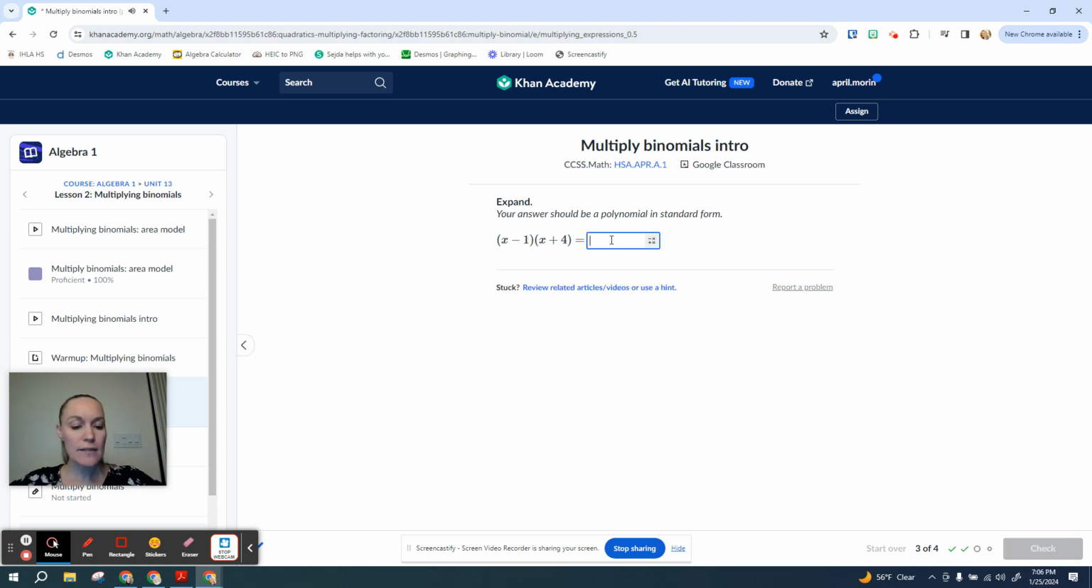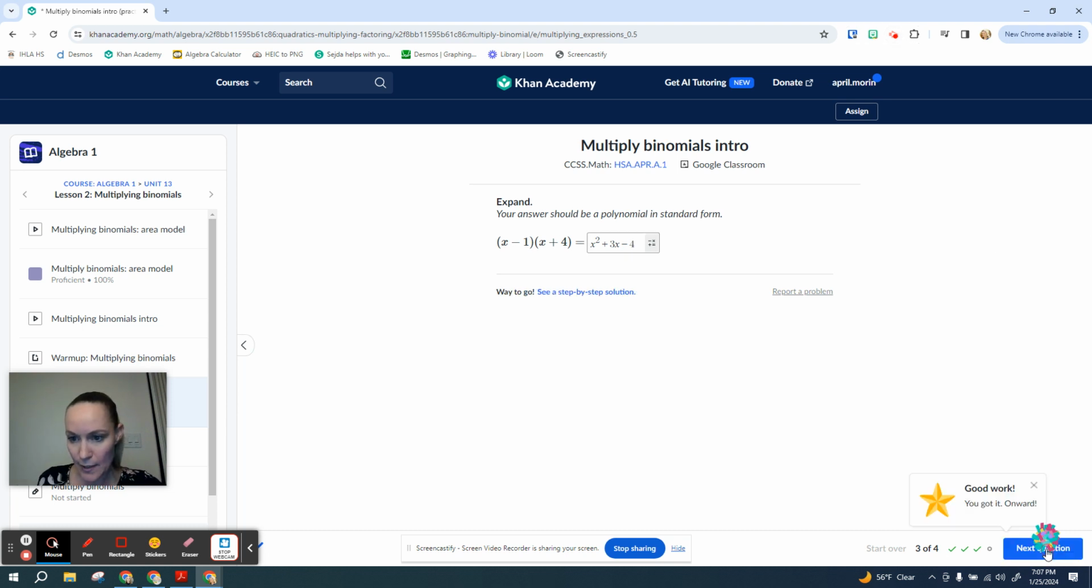Okay, x times x is x squared. Super simple. And then I have a positive 4x minus 1x, which is a positive 3x. Remember to double check your positives and negatives all the time. Negative times a positive is a negative. And then that 1 times 4 is just 4.